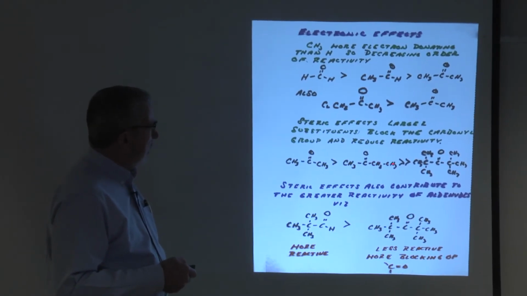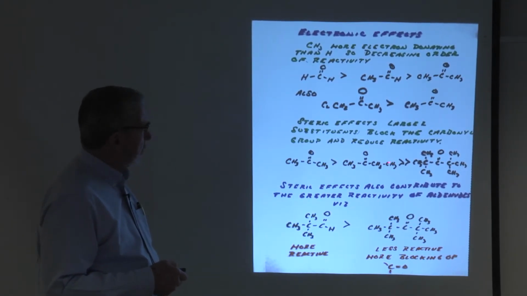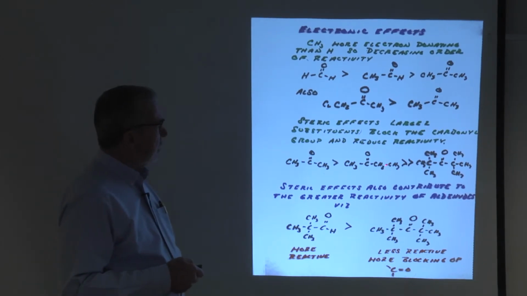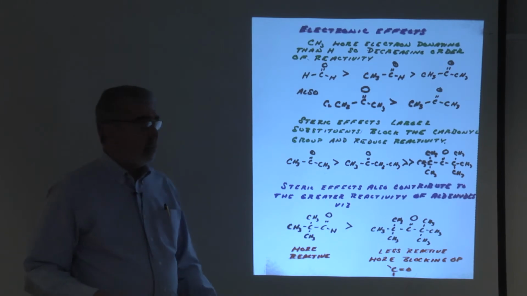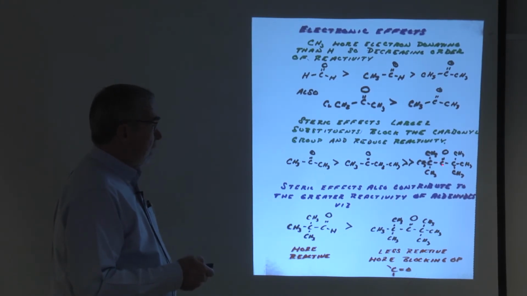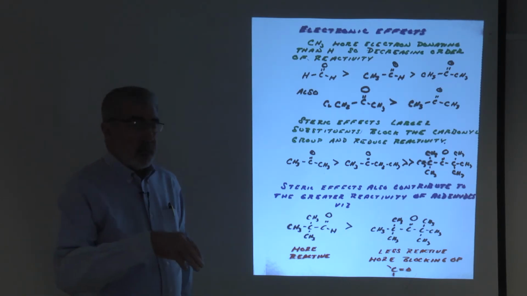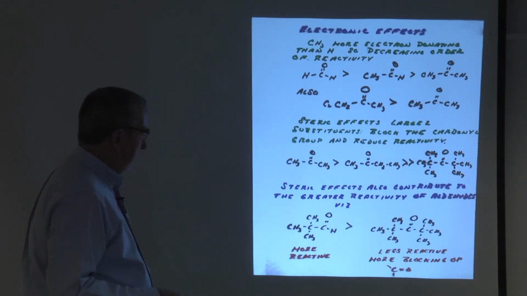Here you've got a larger alkyl group: an ethyl group rather than a methyl group. And finally, a monster like this is going to be virtually unreactive, because it's going to be very crowded, and as a result, the nucleophile is going to have a tough time making its way into the carbonyl.